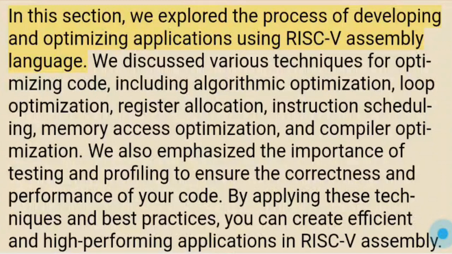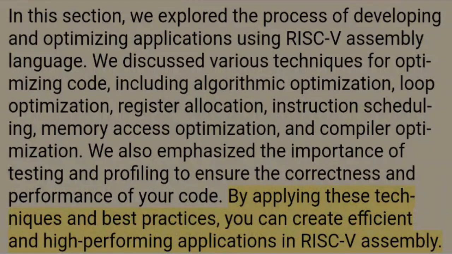Conclusion. In this section, we explored the process of developing and optimizing applications using RISC-V assembly language. We discussed various techniques for optimizing code, including algorithmic optimization, loop optimization, register allocation, instruction scheduling, memory access optimization, and compiler optimization. We also emphasized the importance of testing and profiling to ensure the correctness and performance of your code. By applying these techniques and best practices, you can create efficient and high-performing applications in RISC-V assembly.